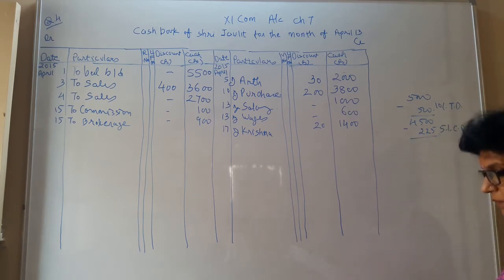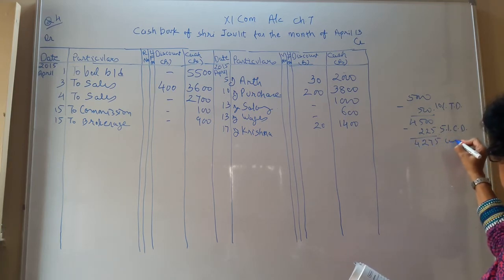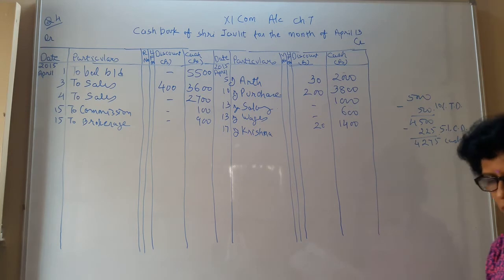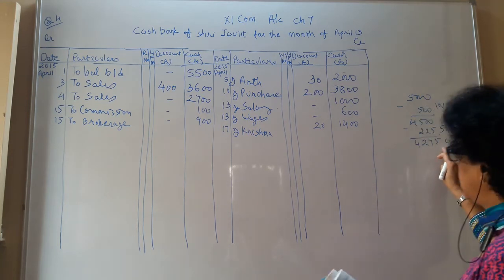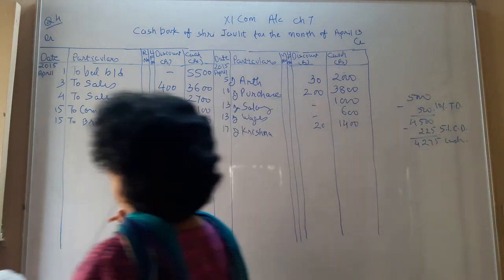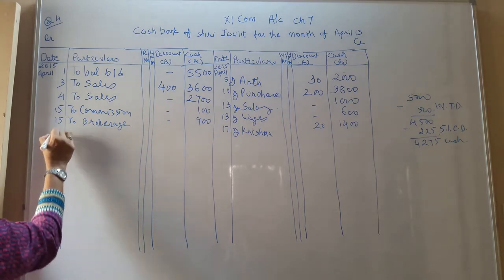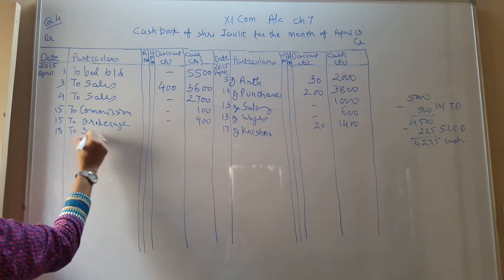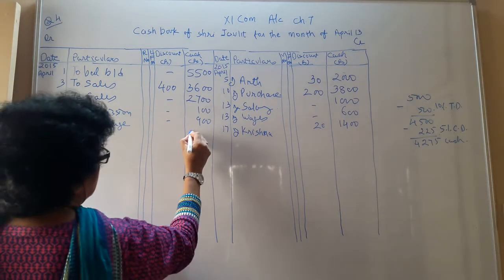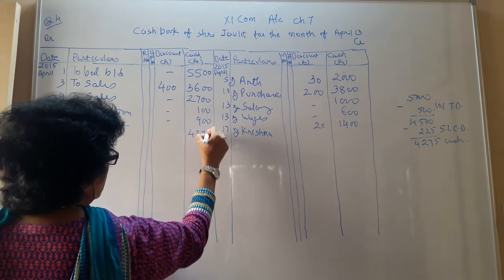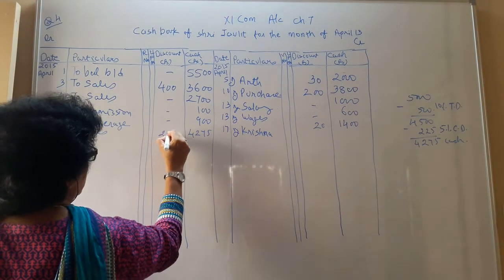So your figure will remain 4275, the actual cash transaction you are doing. You have sold the goods, so 4275 will come in the cash column. Write the date, that is on 18. To sales, the figure is 4275 in the cash column, and you have 225 in the discount column.